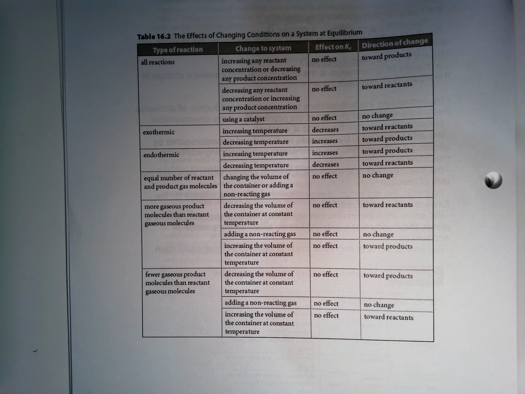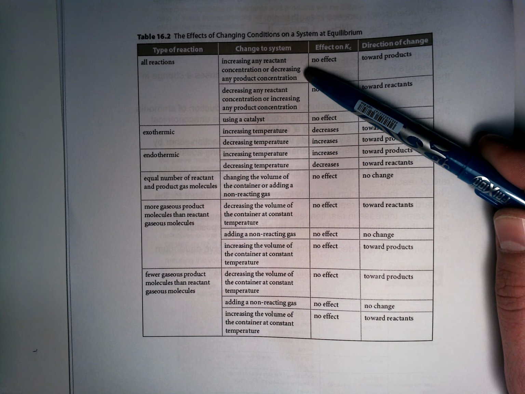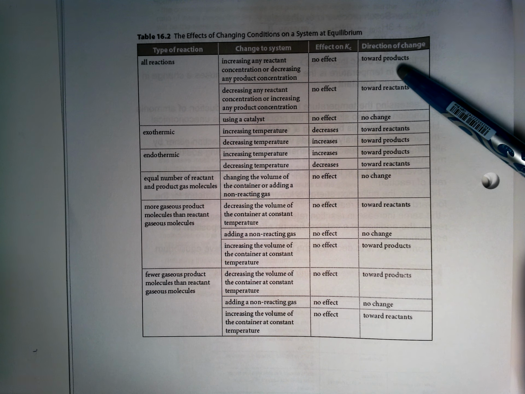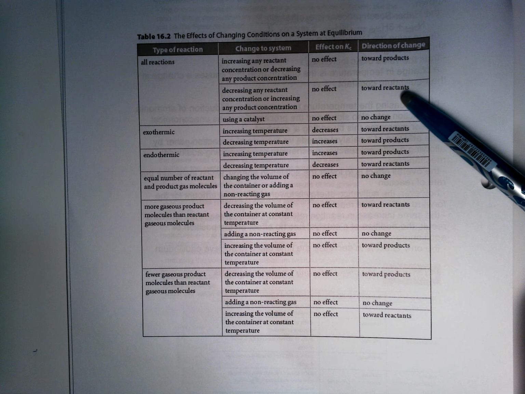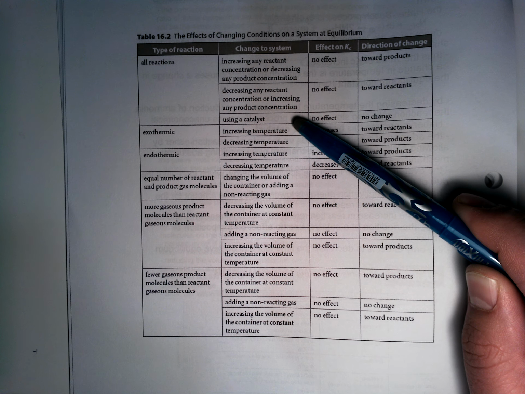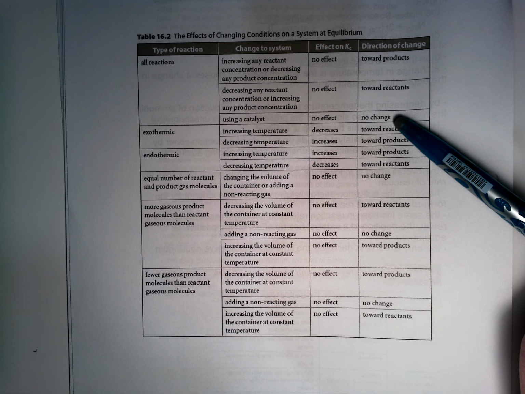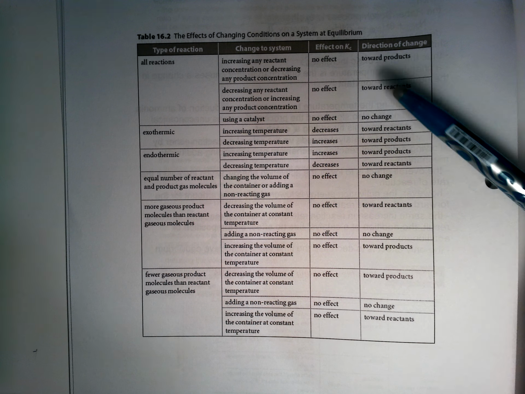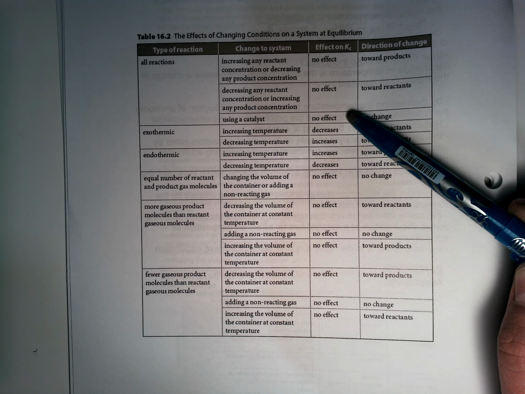system. Okay, and so again, for all reactions, increasing any reactant concentration or decreasing the product will shift towards the products. Decreasing the reactants or increasing the products will shift towards the reactants. Using a catalyst doesn't change the direction. It just gets to equilibrium faster. Okay, if you look here, none of them have any effect on the equilibrium constant.